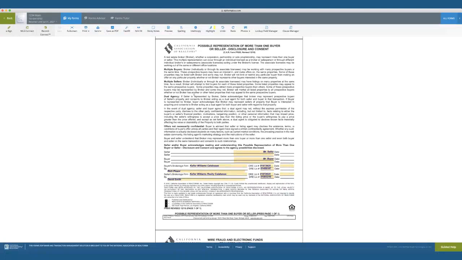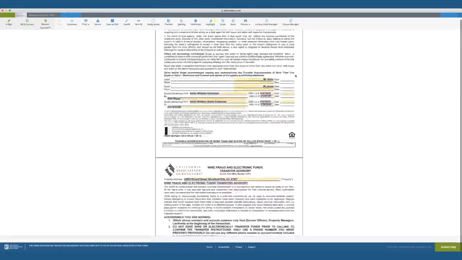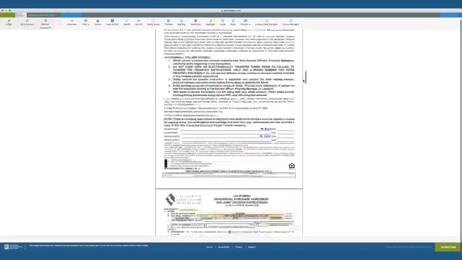It's disclosing this information. So I am having problems with this mouse. There we go.